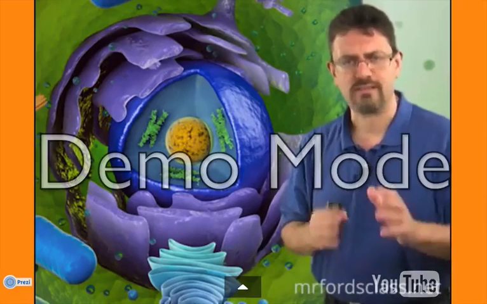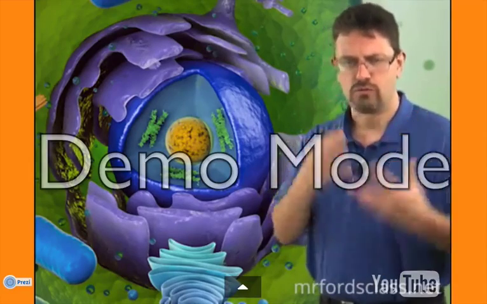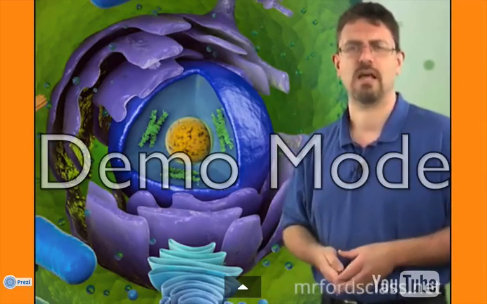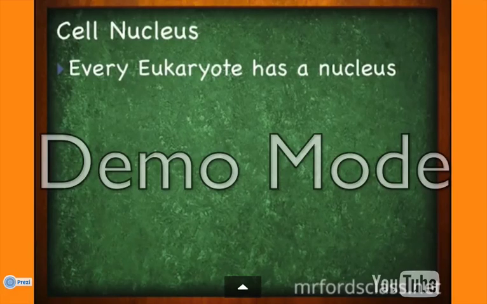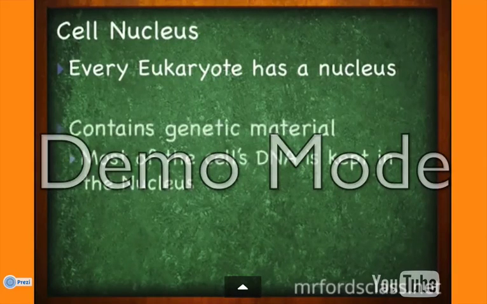So the nucleus is the central control area of the cell. Every eukaryote has a nucleus. It contains the genetic material. Most of the cell's DNA is kept in the nucleus. The DNA is the coding for you.